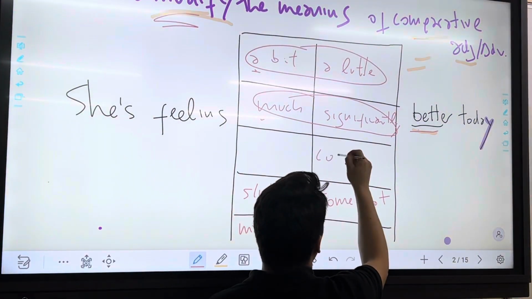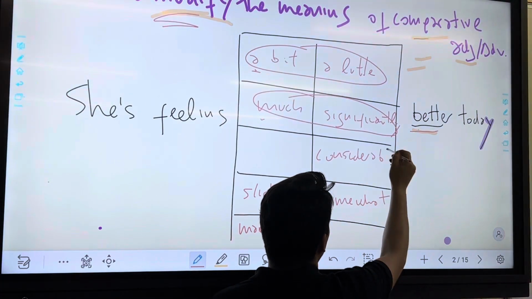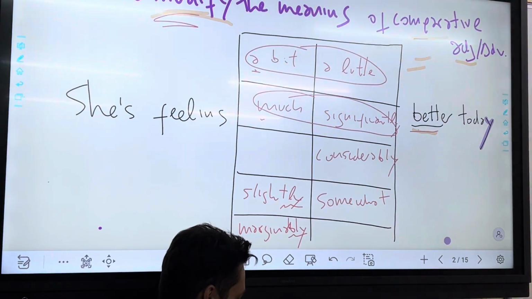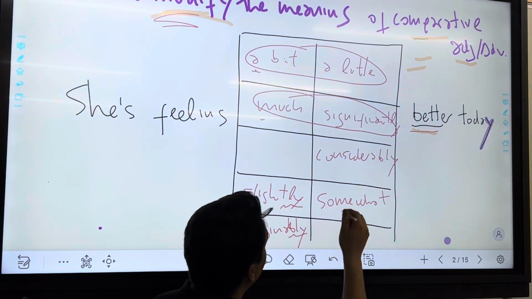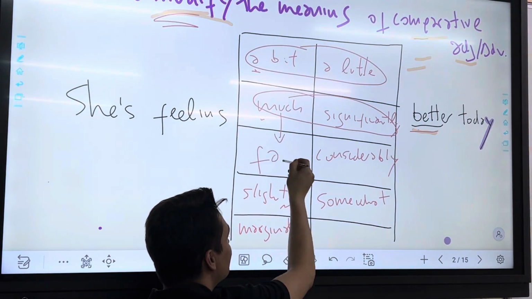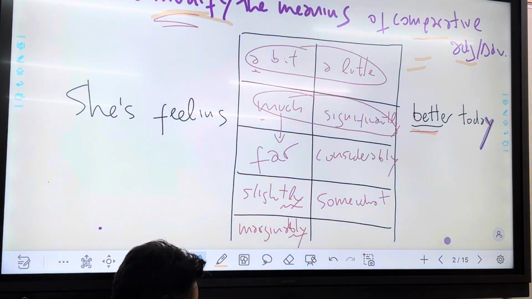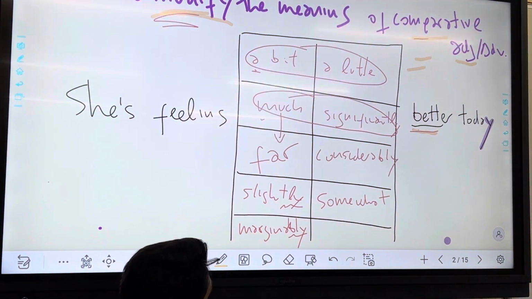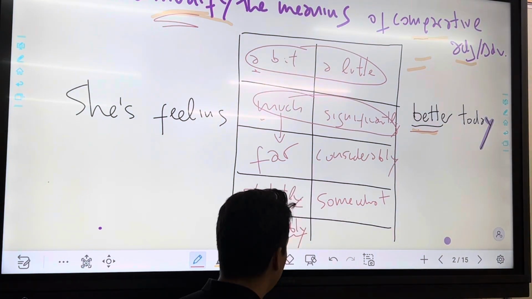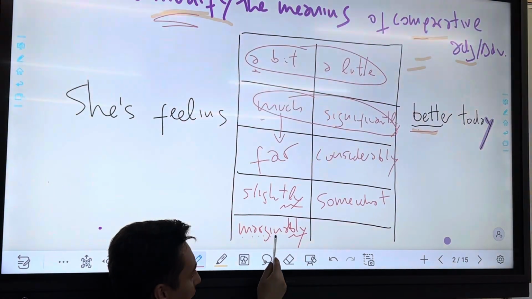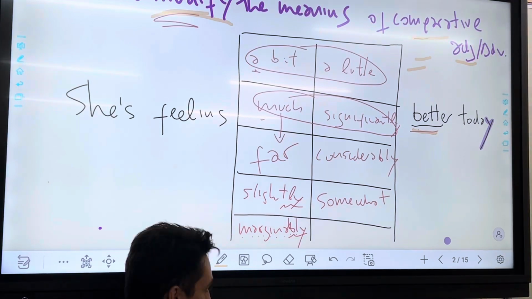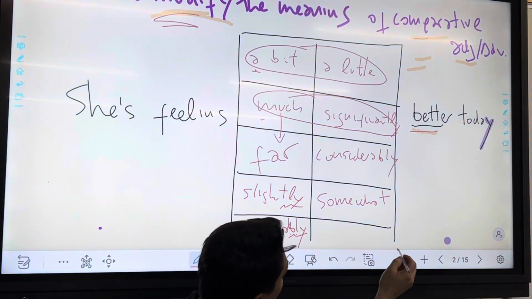She's feeling considerably better. Yeah? She's feeling slightly better. She's feeling far better today, a synonym for much. Marginally better. You could also say she's feeling no better.